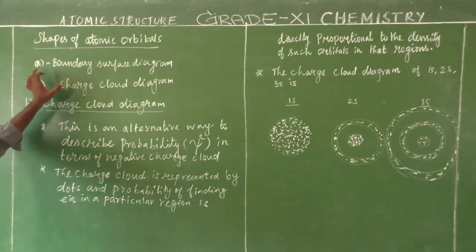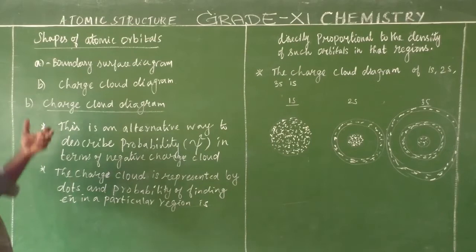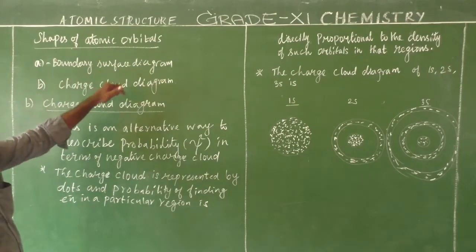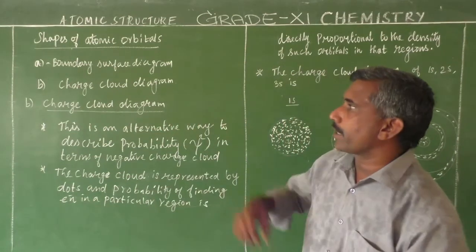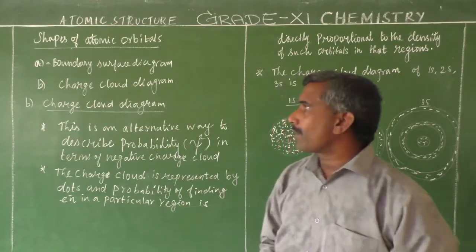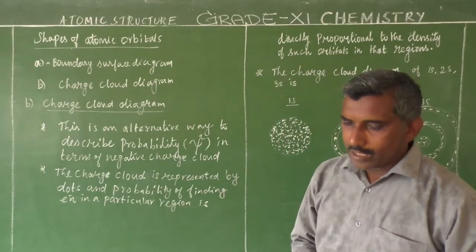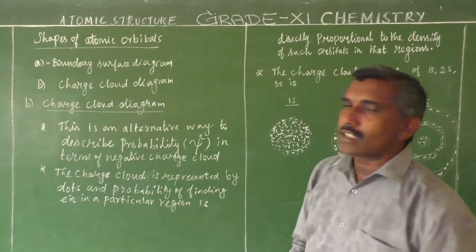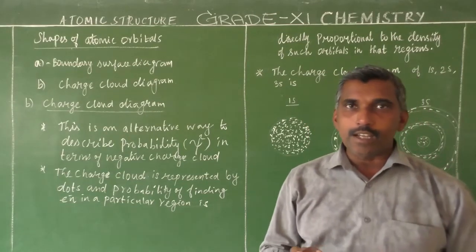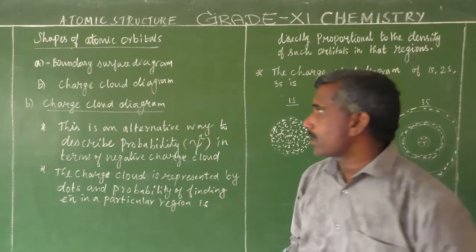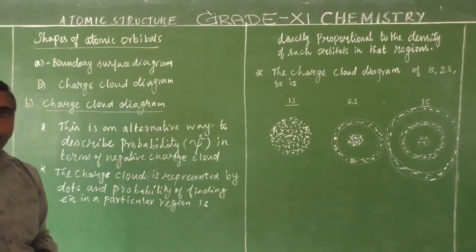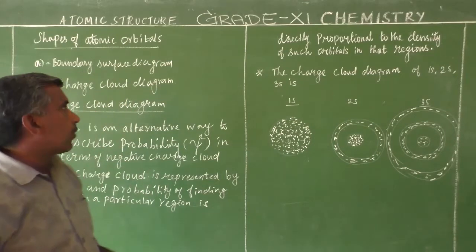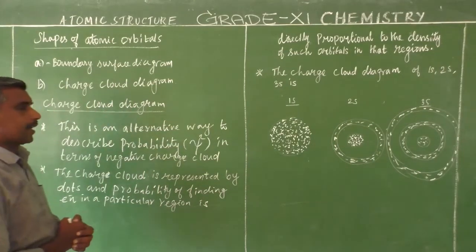There are two types of explanation for the shape of an orbital. One is the boundary surface diagram, which we learned about in the previous class. The second one is the charge cloud diagram. The electron charge is not a point charge; it is expanded in a cloud form. That is the charge cloud diagram.